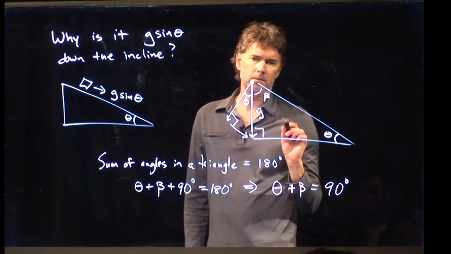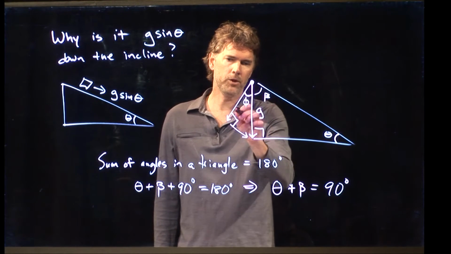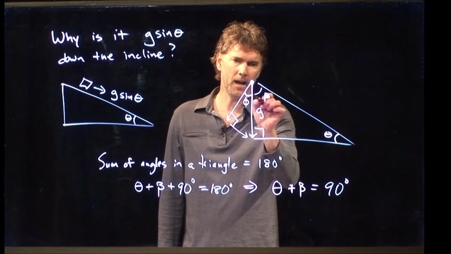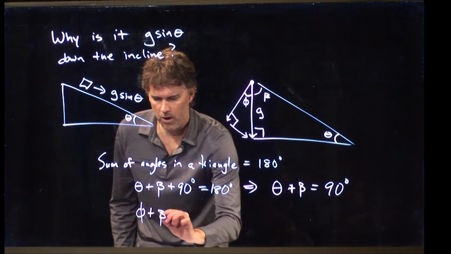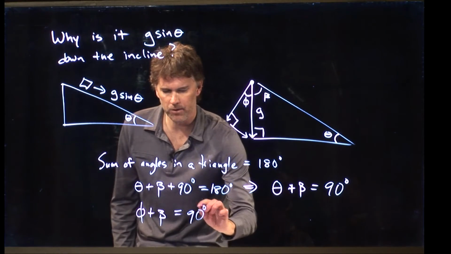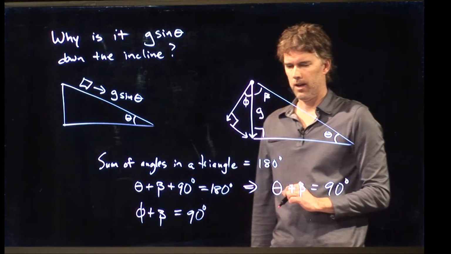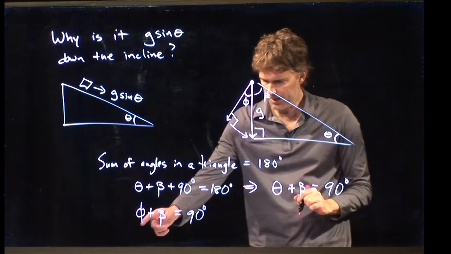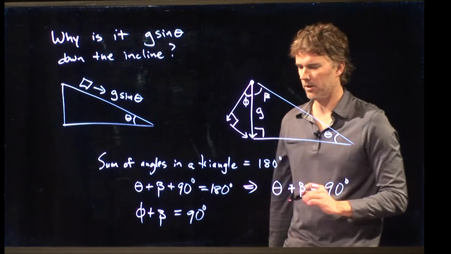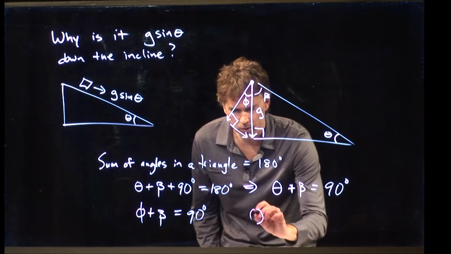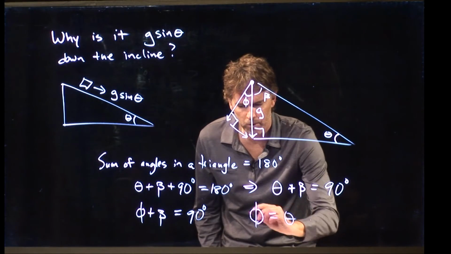All right, that's good. But now let's look at these two angles right here. The way we drew our vectors, beta plus phi is also equal to 90 degrees, right? That is a right angle there. And so now look what I have. I have phi plus beta equals 90 degrees, and I have theta plus beta equals 90 degrees. And so the only conclusion that you can make is phi is, of course, equal to theta.